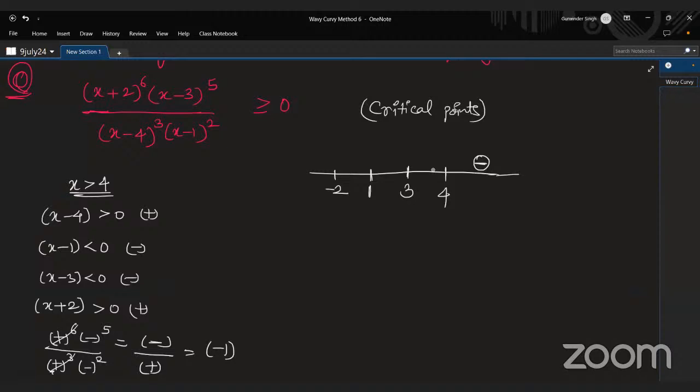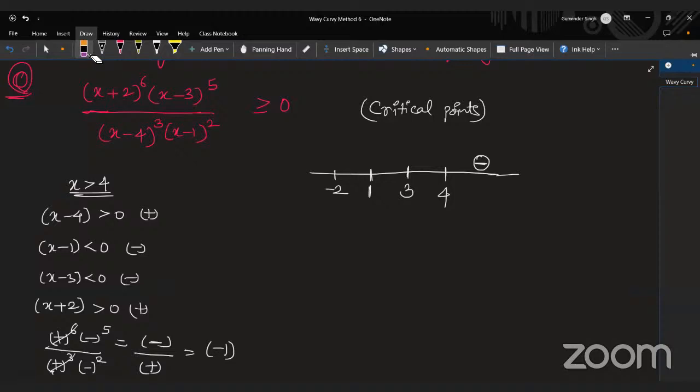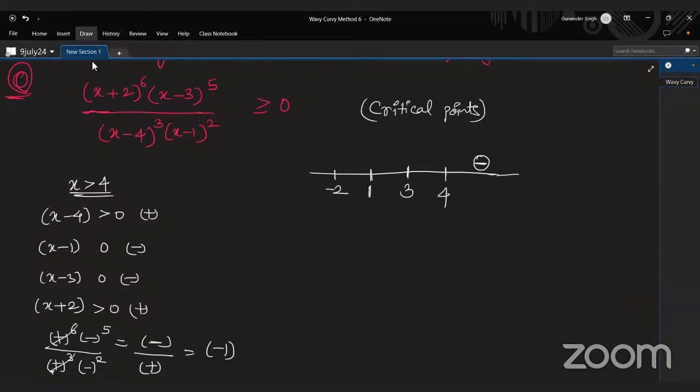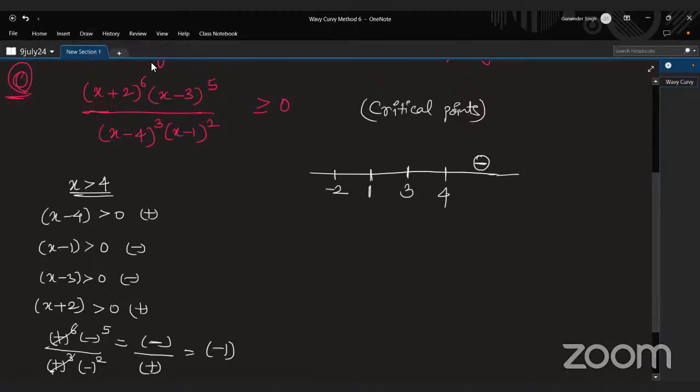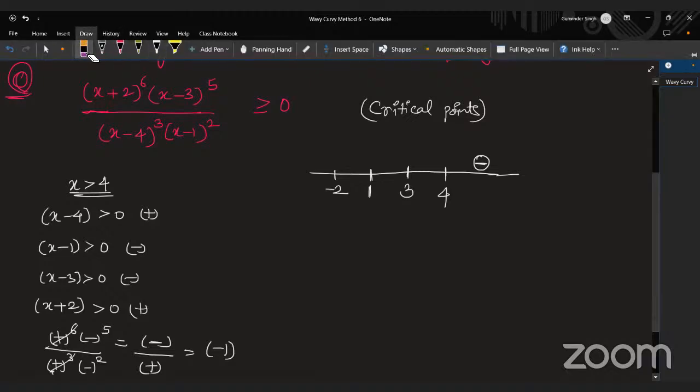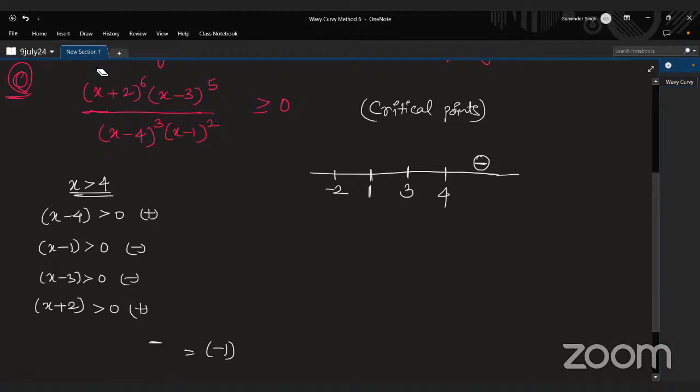Wait a second. Did we make any error over here? X minus 1 square, x plus 2. Oh, sorry. Yeah, everything will be positive over here, obviously. Sorry, it was a calculation error. Everything will be positive only now, obviously.